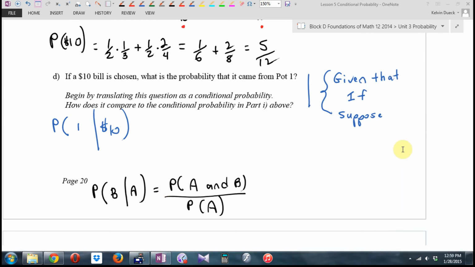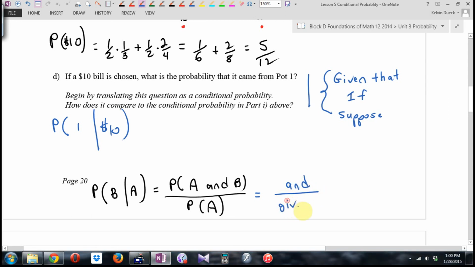So are you ready? You have to be able to translate the conditional. And as a formula, although it says that, here's what I remember. Write this down please. It's always and, or both, over the given one. Let me show you what I mean.